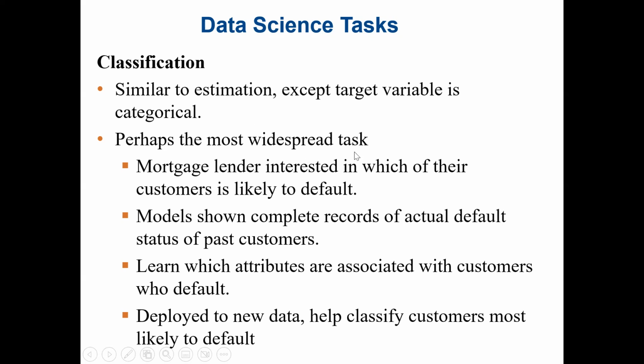So perhaps the most widespread task will be a mortgage lender interested in which of their customers is likely to default. So this can be default, yes or no, the outcome. It's categorical. The models show a complete record of actual default status of past customers, and learn which attributes are associated with customers who default. Then we need to deploy it to new data that will help classify customers most likely to default.